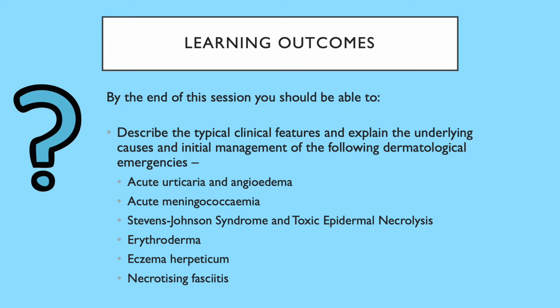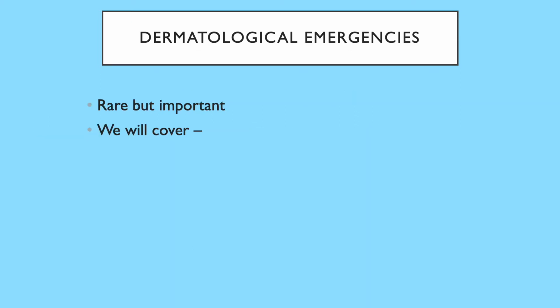By the end of this session you should be able to describe the typical clinical features and explain the underlying causes and initial management of the following dermatological emergencies: acute urticaria and angioedema, acute meningococcemia, Stevens-Johnson syndrome and toxic epidermal necrolysis, erythroderma, eczema herpeticum and necrotizing fasciitis.